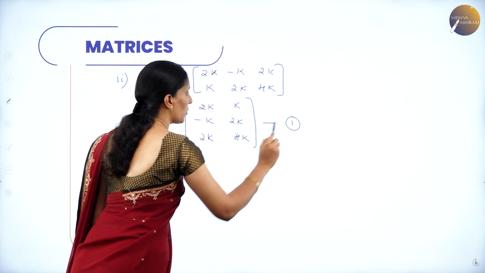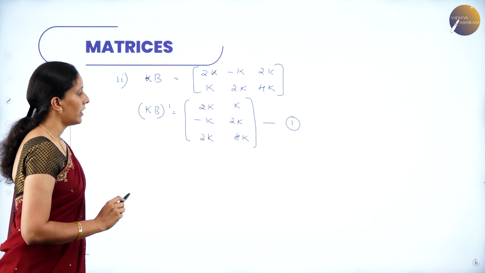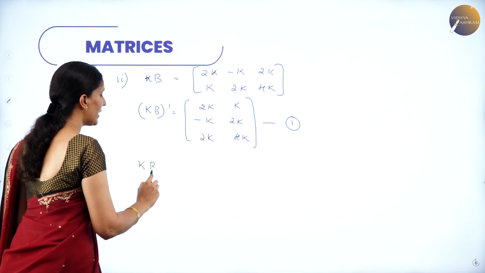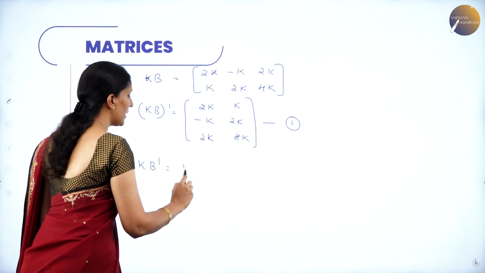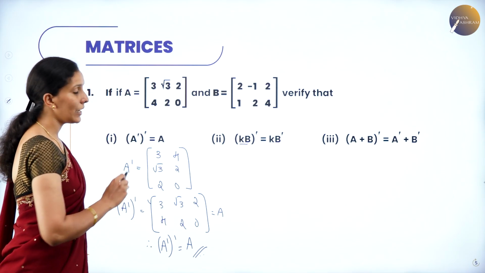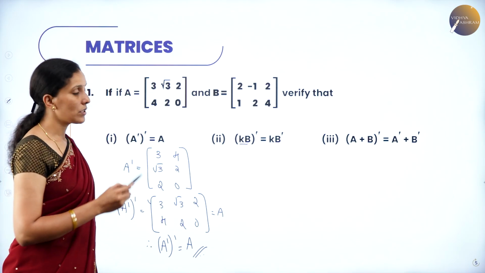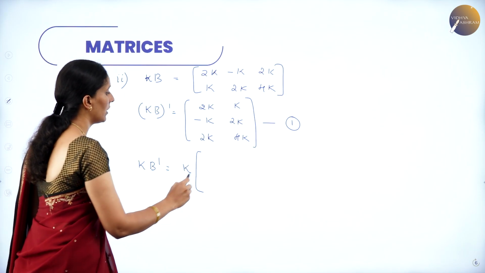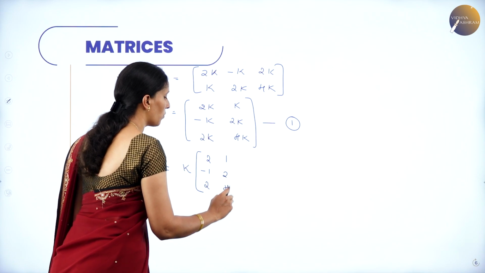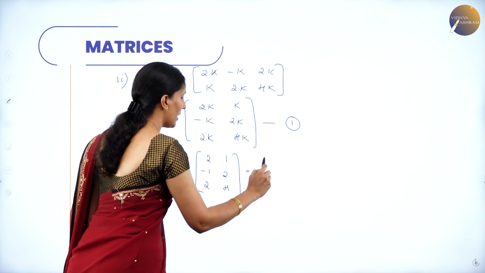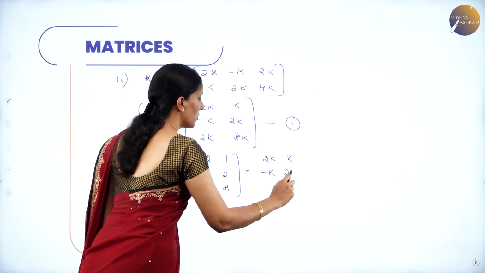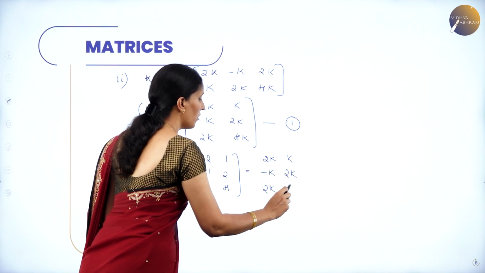Let me take this as equation 1. Now this has to be equal to K into B dash. So let's multiply K with respect to B dash. B dash, or B transpose, is writing rows into columns. That is 2, minus 1, 2, 1, 2, 4. Now let's multiply K here. This becomes 2K, K, minus K, 2K, 2K, 4K.